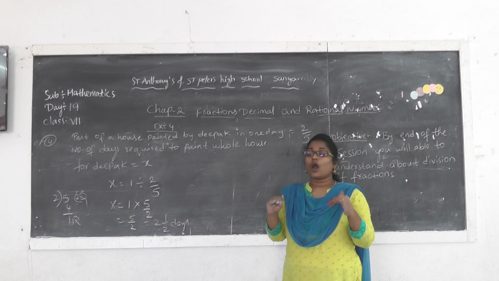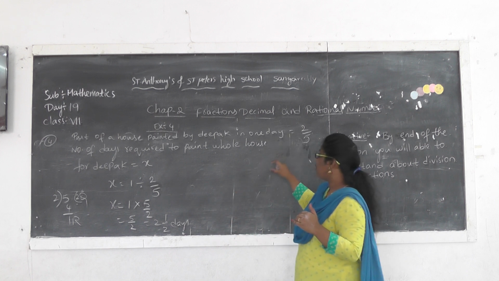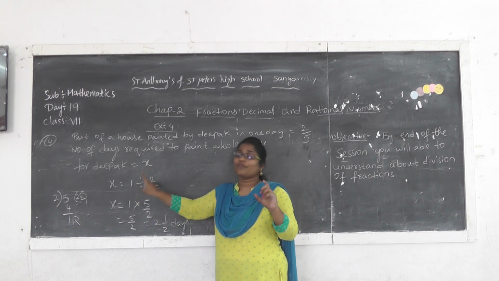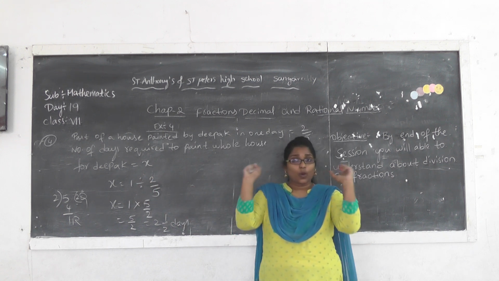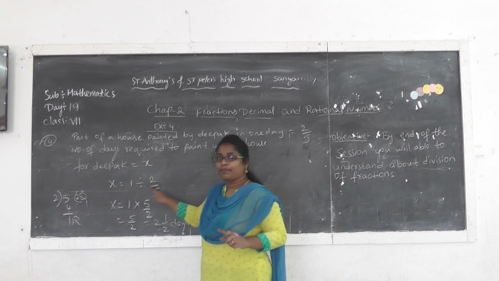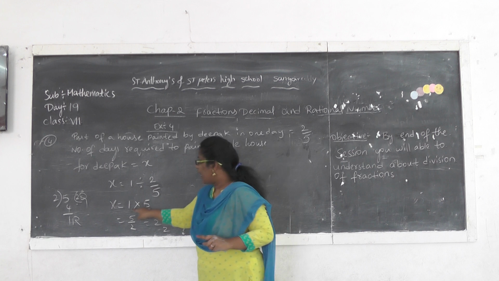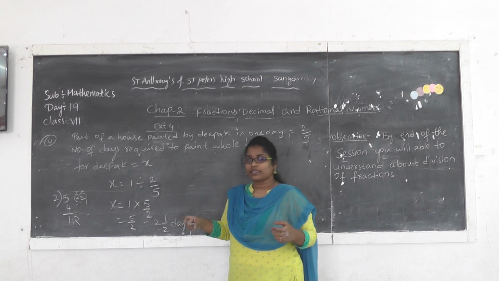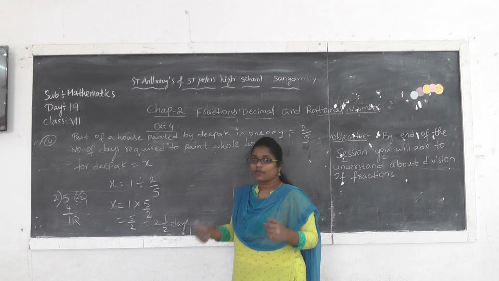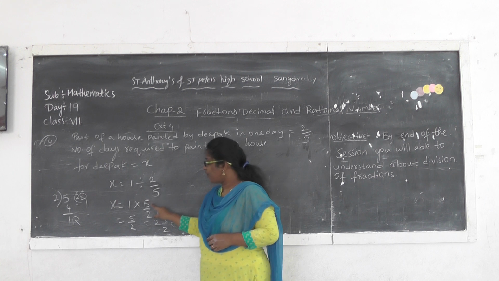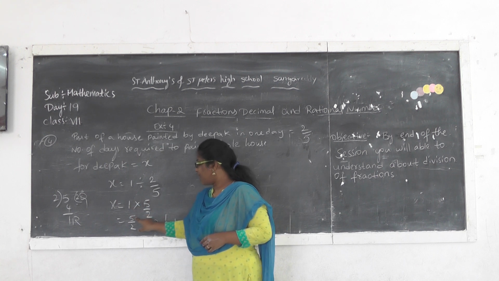So to find how many days, what do we have to do? We just have to divide. Why did we take 1 here? Because you should paint the whole house, no? That's why we consider it as 1. 1 divided by 2 by 5. How will we do the division? Division is nothing but the inverse of multiplication, so we change 2 by 5 into 5 by 2. 1 fives are 5, over 2.